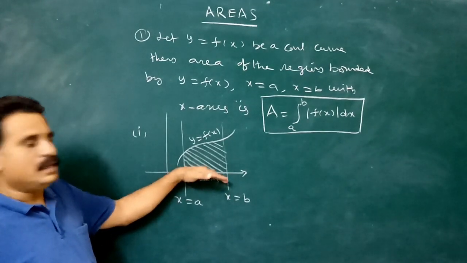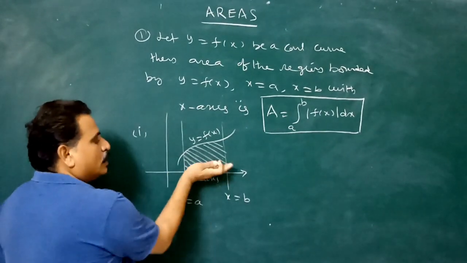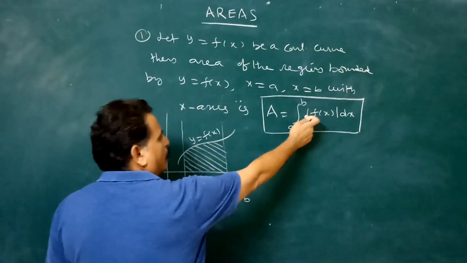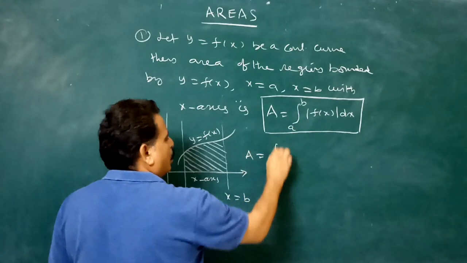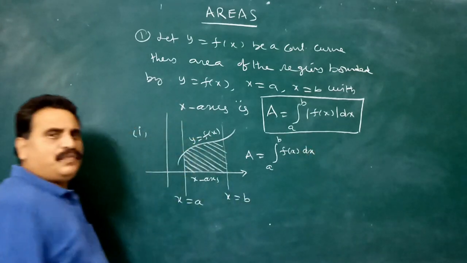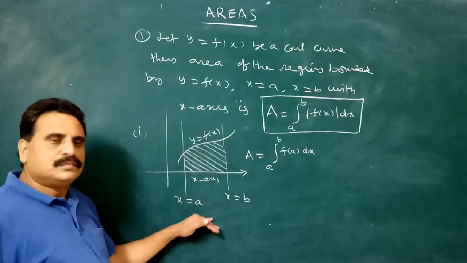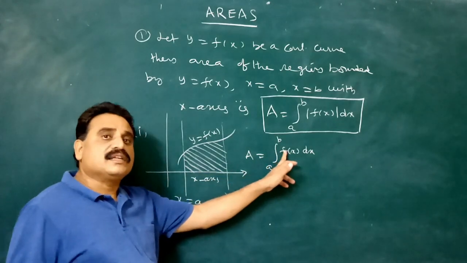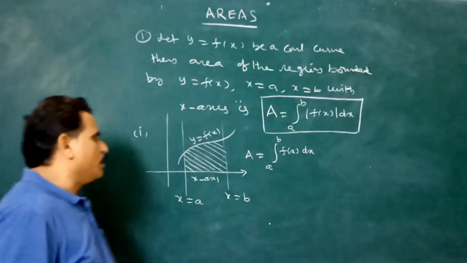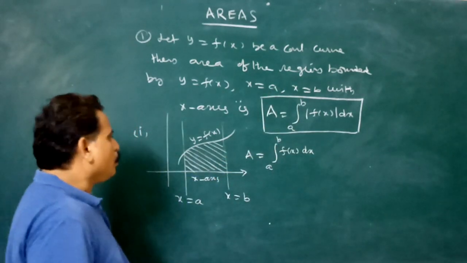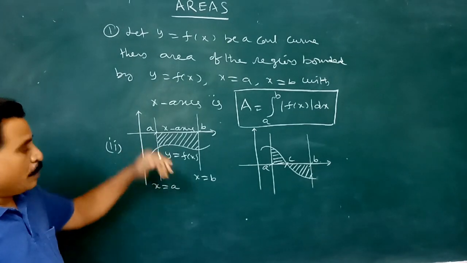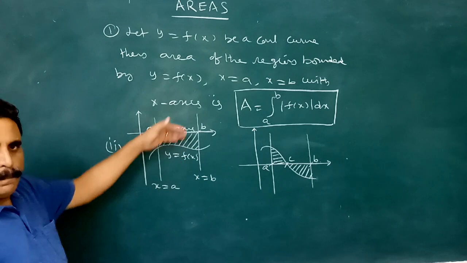That area A is completely above the x-axis. So according to the definition, mod f of x is f of x. In this case, A equals integral a to b f of x dx. If the curve is down, then we have to write minus f of x because the modulus is there. Mod f of x is minus f of x. Second case: in the first one the curve is above the x-axis, in the second one below the x-axis.